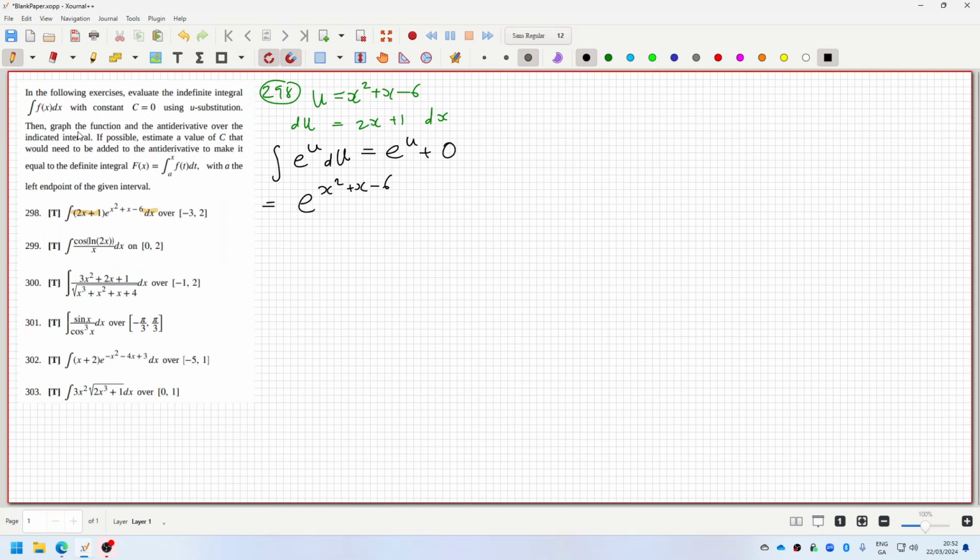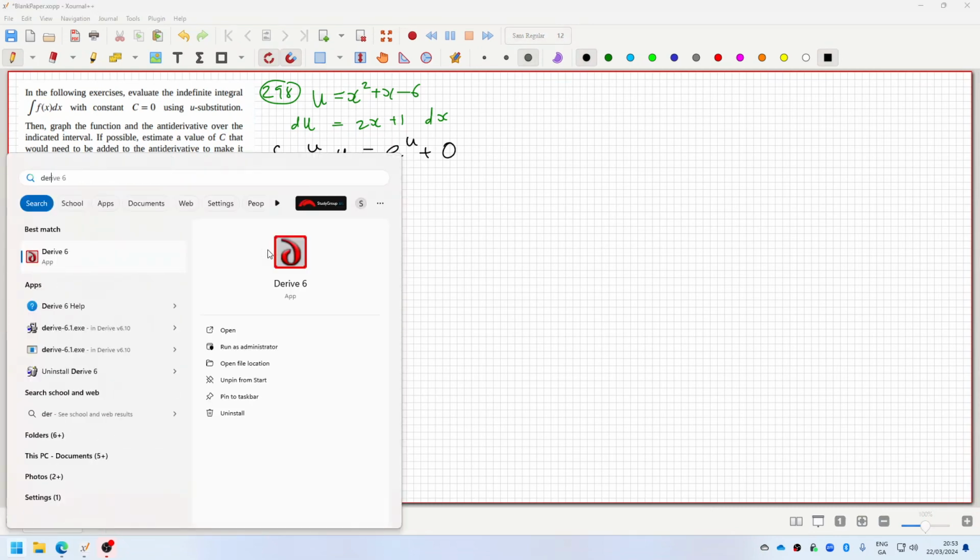Then graph the function and the antiderivative over the indicated interval. If possible, estimate a value of c that would need to be added to the antiderivative to make it equal to the definite integral of this, with a being the left endpoint of the interval. So what on earth are they talking about here? I have no idea, but maybe a graph will inspire me.